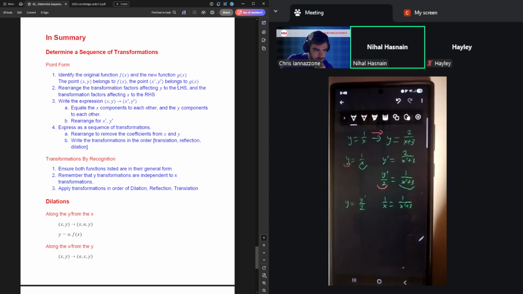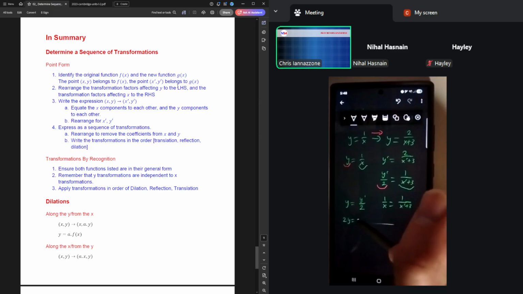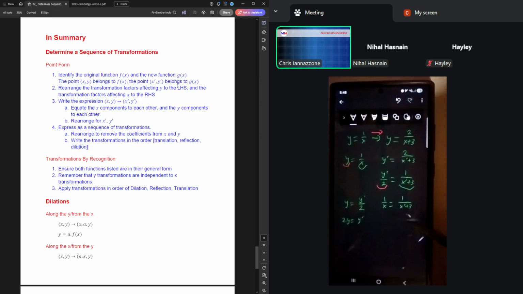We have to arrange for the x dash and y dash. Exactly right. This will be fairly trivial. 2y equals our y dash. Cross multiply for x dash plus 3 equals x. X dash equals x minus 3.